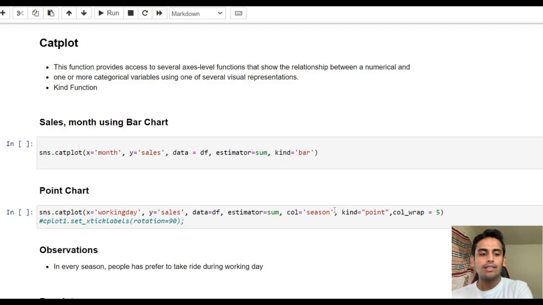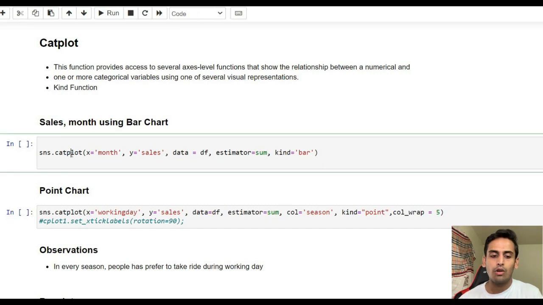Then the next plot is a cat plot or a categorical plot. Now the categorical plot itself will give you a lot of different options to create the graph. So whatever we have learned so far, whether it's a bar plot or a scatter plot or any kind of plot, we can plot through cat plot as well.